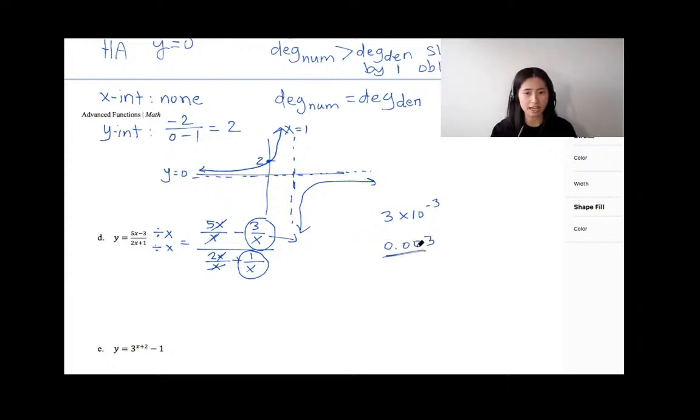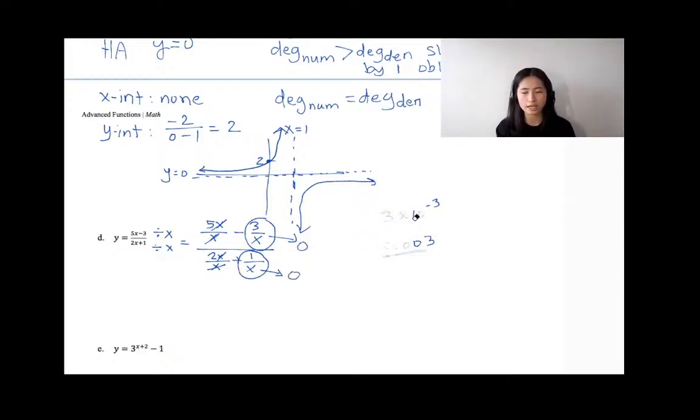If you plug in x, if it's not 1000, maybe you can plug in 10,000 or 5,000, you're going to see that it becomes even smaller than 0.003, all approaching 0. And similarly for 1 over x, you're going to see that it's also approaching 0. So we can say that if you're looking at the end behavior, these two are approaching 0.